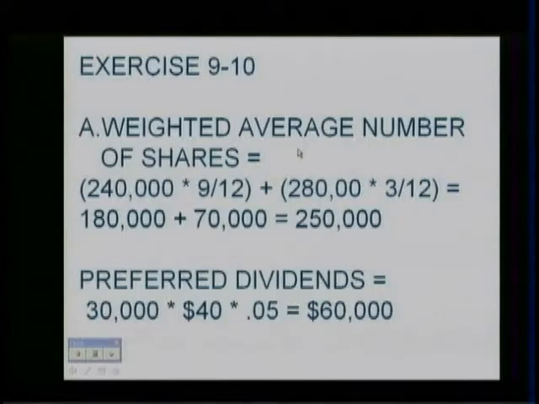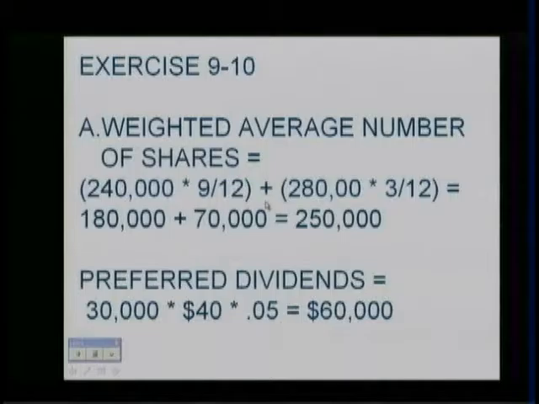Basic earnings per share is simply net income minus preferred dividends divided by the weighted average number of shares of stock. So the first thing we have to do is compute the weighted average number of shares of stock. In order to do that, you take the number of shares of stock you had at the beginning of the year and multiply it by how many months out of the year that number was outstanding. Well, that was outstanding from the end of January until the end of October. That's 9 months. So you multiply that by 9/12.